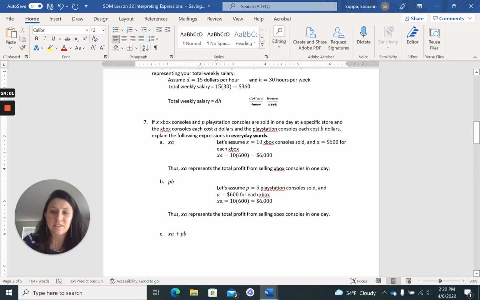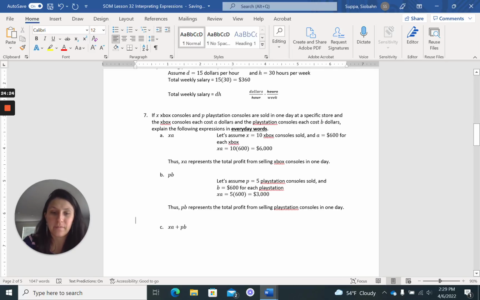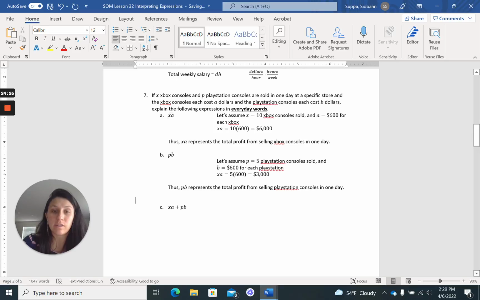Okay. And then let's assume that B equals, I don't actually know how much PlayStations are, so we'll just leave that at 600. $600 for each PlayStation. So then when you multiply, you get $3,000. So that means P times B represents the total profit from selling PlayStation consoles in one day. And now that you know what each of these two expressions mean, that should make part C easier as well. So if you haven't tried part C, go ahead and pause your video now and try part C.